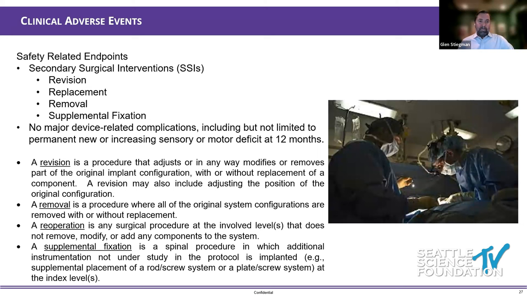So if you look at the clinical side of this, every protocol has something very similar to this top section right here. It's safety-related endpoints, secondary surgical interventions. You have revision, reoperation, removal, supplemental fixation, those kinds of things. And then you also have a secondary safety endpoint where it's device-related complications. Now, the one I pulled from for this particular protocol just singled out major device-related complications. Most have procedure and device related complications. And then this one also tacks on a neurologic endpoint. Sometimes that's a secondary or a tertiary endpoint that will signal a success or a failure. All of those are in the same bucket of a clinical related adverse event.